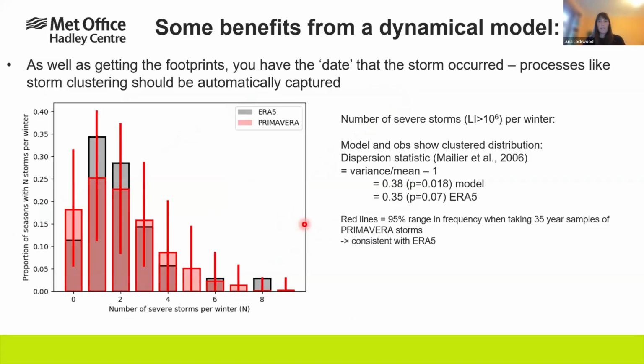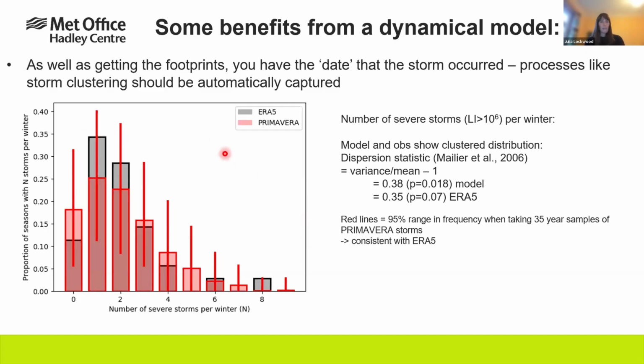And some of the benefits from a dynamical model is, as well as generating these nearly 3,000 severe footprints, you also get the date that the storms have occurred. So you've got information about how many storms you had in that season, how close together they were, and also what else is happening elsewhere in the globe.